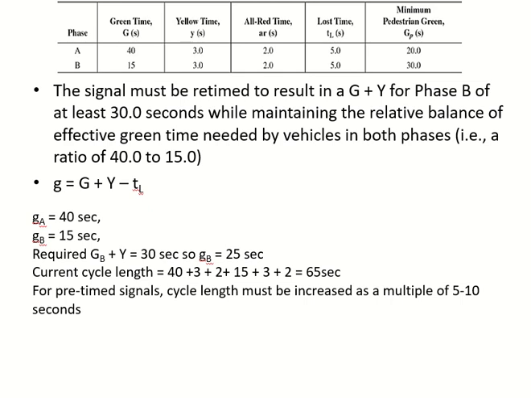So 110 equals 25 plus 3 plus 2 plus the new time of A, which I don't know yet, plus 3 for phase A, plus 2 for phase A. So this will give me the new time of A. But we only change the time of phase B, but you change the total as well with the ratio, right?